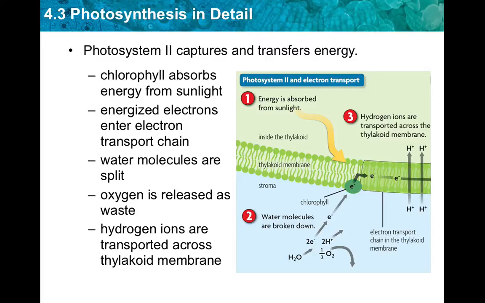Electrons move from protein to protein in the electron transport chain. Their energy is used to pump hydrogen ions from the outside to the inside of the membrane against a concentration gradient. The hydrogen ions build up inside the thylakoid and electrons move to PS1, or photosystem 1.